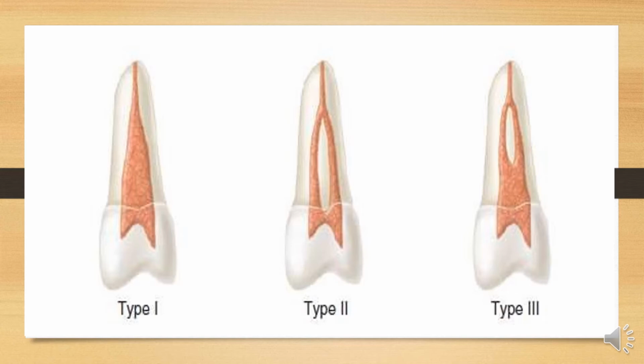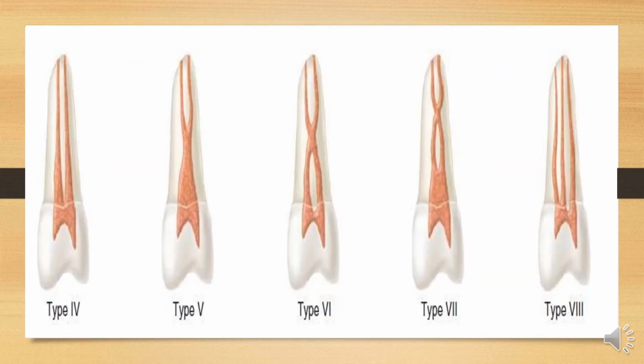Type 3, we have a single root canal dividing into two, and it forms a single canal and leaves the root canal system as a single canal. We have the type 4 root canals, where we have two different canals that leave the root canal system in two different orifices. We have the type 5 root canals, where a single root canal divides into two and leaves the root canal system as two different canals.